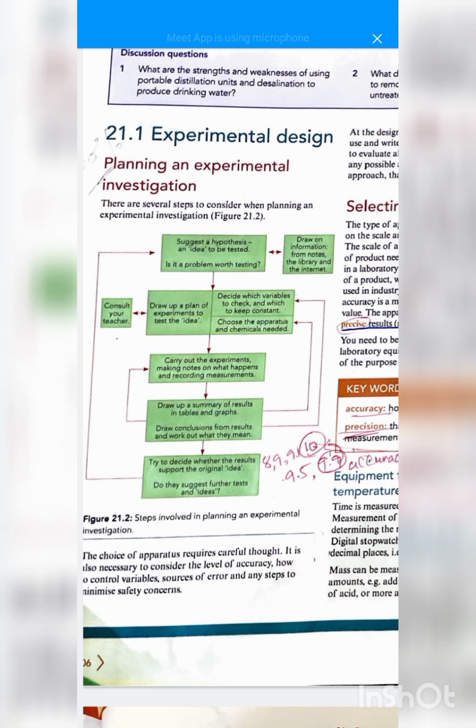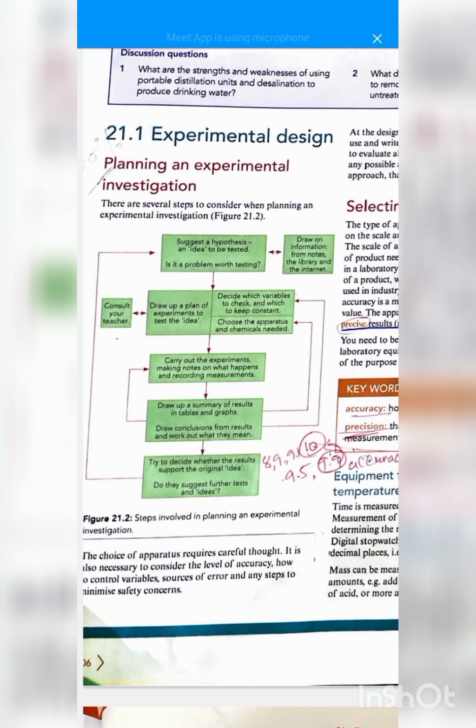What does that mean? It means that we should have some problem, some idea which is to be tested, or some problem which is to be solved in the 7 steps. So our investigation starts from the problem. Our investigation starts from the idea which is to be tested and solved in the final step.